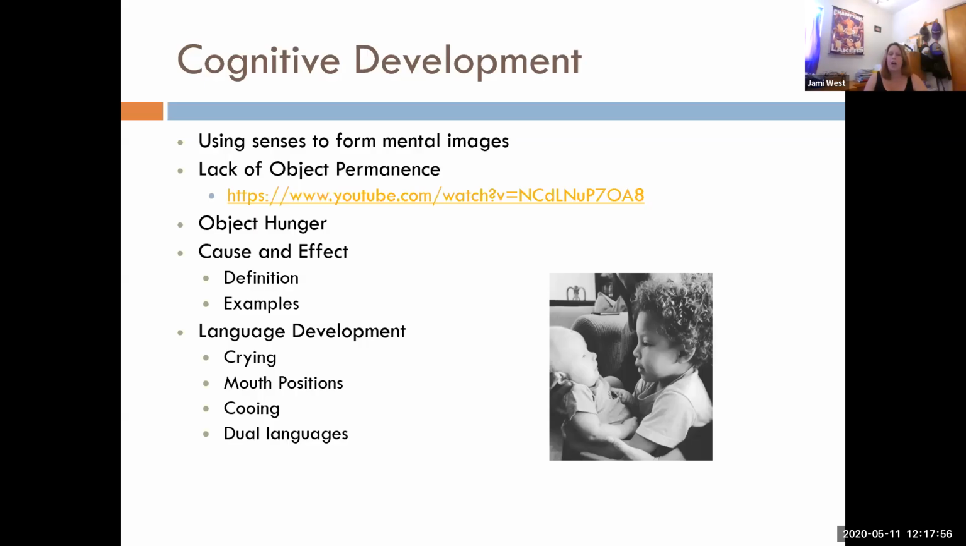The other area of cognitive development that we will talk about through every age group is language. Language is one of the most important parts of cognitive development. For infants, their language is crying. I think we talked about that quite a bit. Their language is crying.